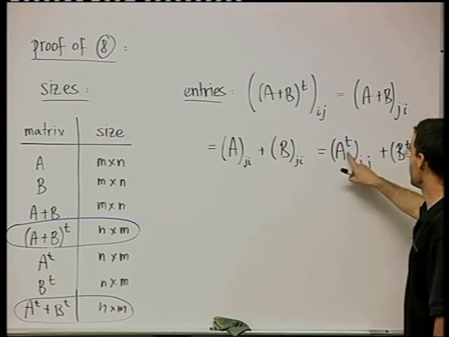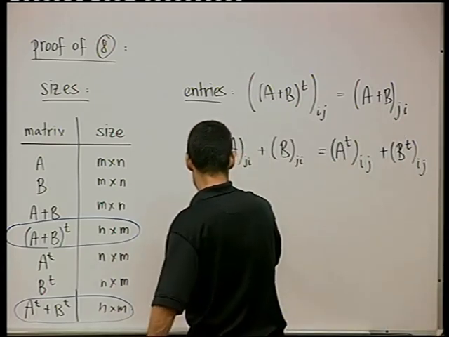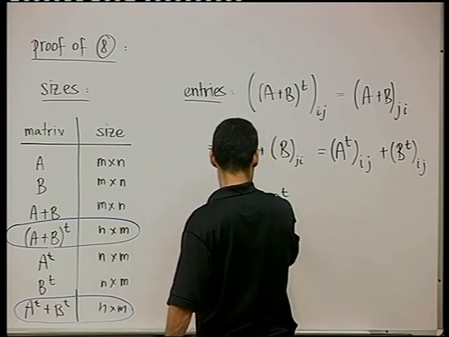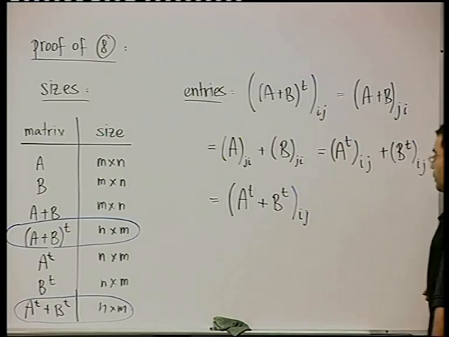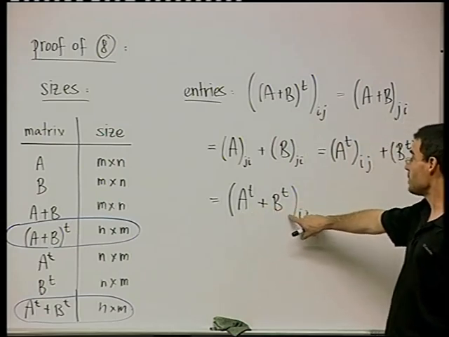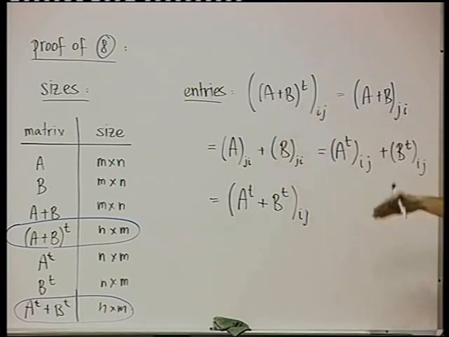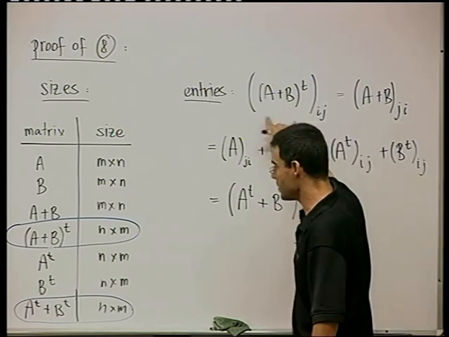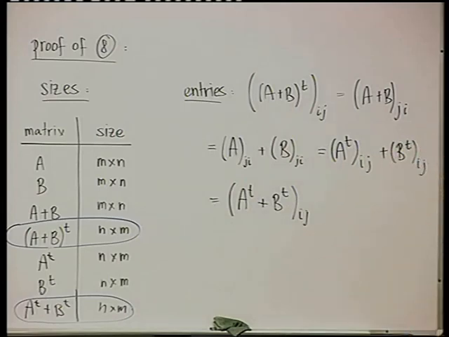And the ijth element of A transpose plus the ijth element of B transpose, by definition of addition, is the ijth element of their sum. Okay? So the ijth element of A transpose plus B transpose is the ijth element of (A plus B) transpose. So the entries agree as well. Okay? So these two parts of the proof taken together prove that in fact this and this are the same matrix. They're equal. They have the same size and precisely the same entries.